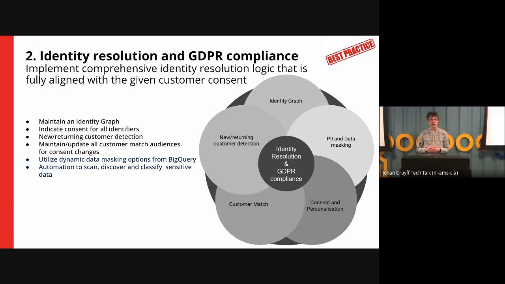Some other interesting parts here: as a best practice, you can utilize nice features like dynamic masking in BigQuery to make sure that analysts and data scientists don't have access to data that they should not be able to see. And also, of course, automate the scanning and discovery of PII data. You can use data loss prevention for that, and that's really an automated process to make sure that you're compliant with the regulations with the data in your CDP.